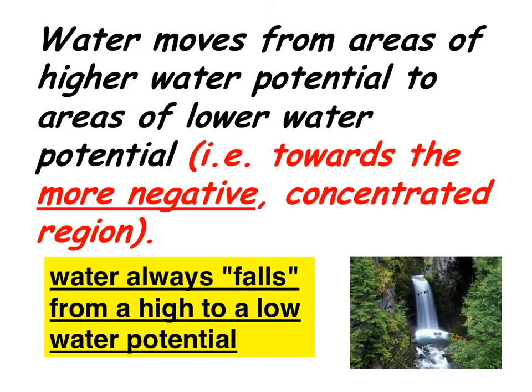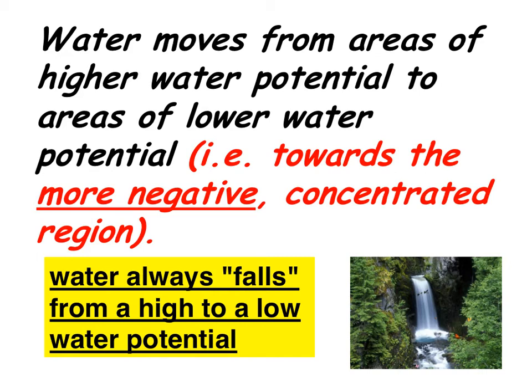So again, we're used to the concept of osmosis where water moves from high concentration to low concentration. But now we need to throw in some of that new terminology that we've just learned. So I need you to start thinking of water movement in terms of water potential. So really what happens is water moves from areas of higher water potential to areas of lower water potential. So water moves from where it's less negative to where it's more negative, wherever it's more concentrated.